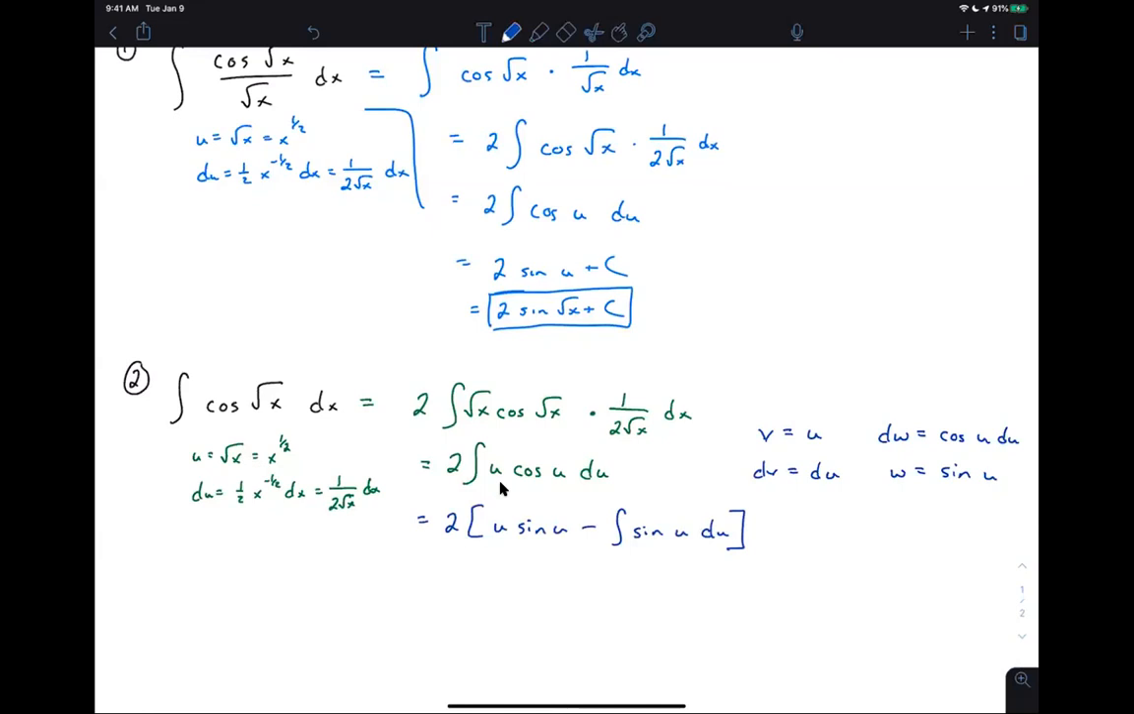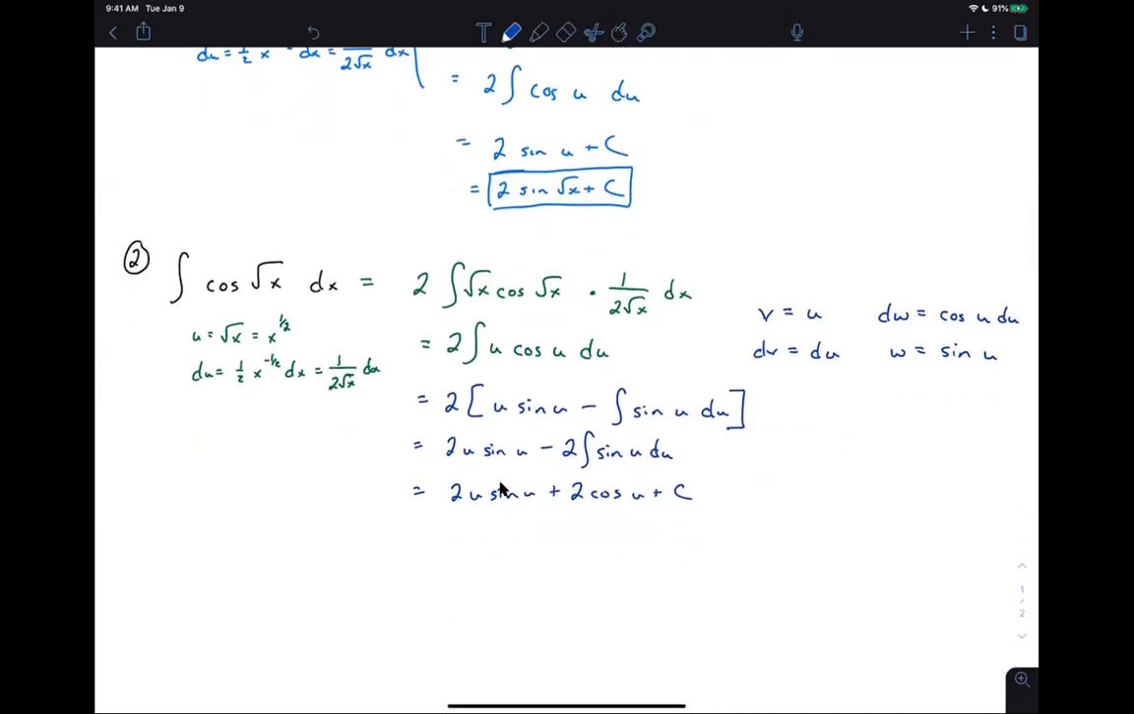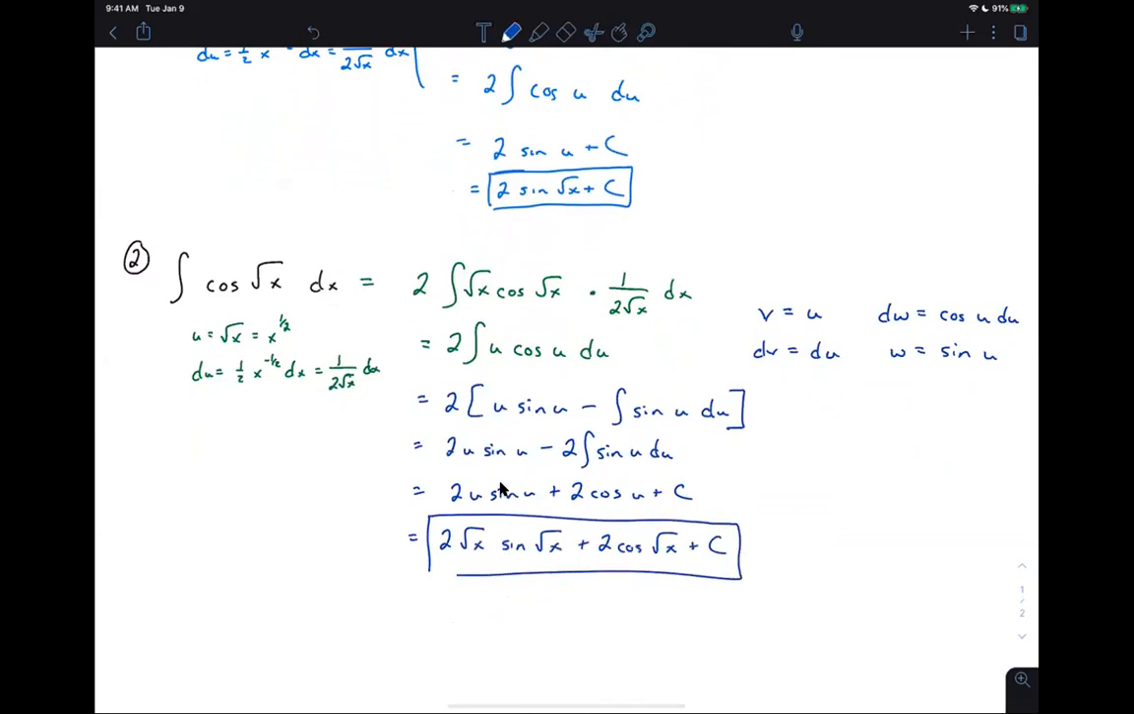Okay, so we're going to take a step to distribute the 2. And now the antiderivative of sine is negative cosine, which gets us plus 2 cosine u there. And now u the entire time has been the square root of x. So we replace u with the square root of x, and we get 2 square root of x sine square root of x plus 2 cosine square root of x plus c. And that's the answer.